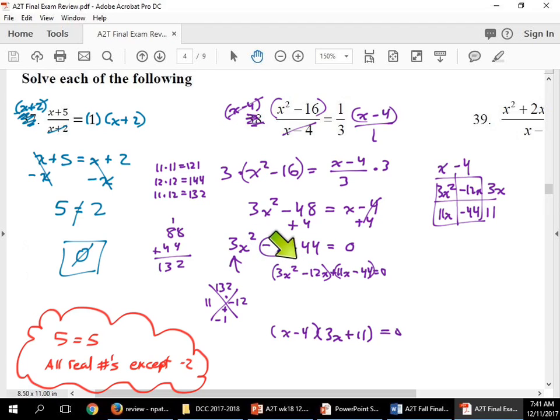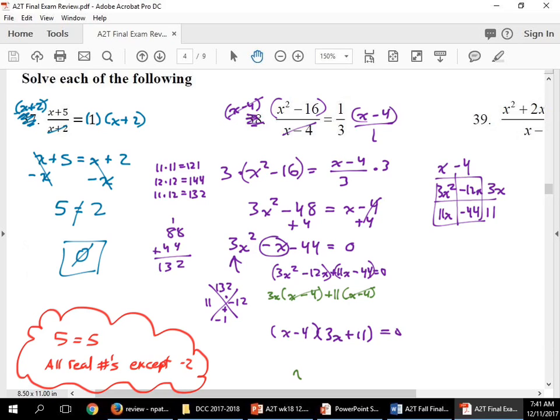Okay. What can I take out of both of these? What can I divide 3x squared and 12x by? 3x. Okay, so I'm just doing this a different way. So I get x minus 4. And what can I take out of both of those? That's 11 and a 44. 11. So I take out 11 and I get x minus 4. Oh, snap. X minus 4. That's right there. And then I have 3x plus 11.